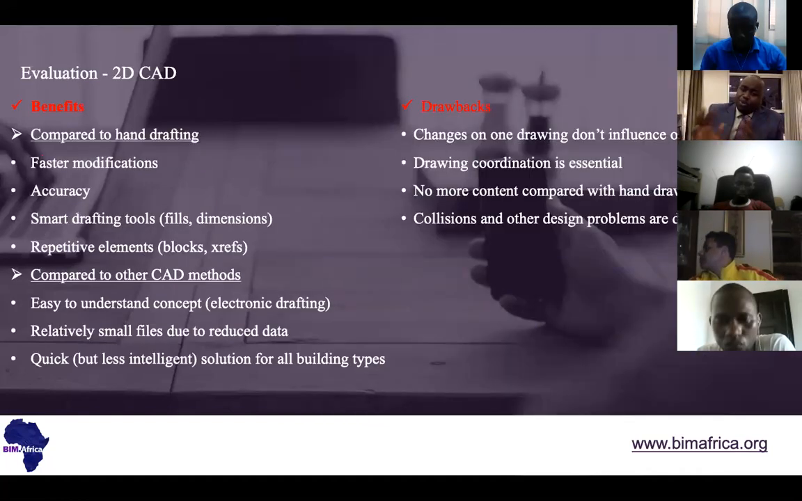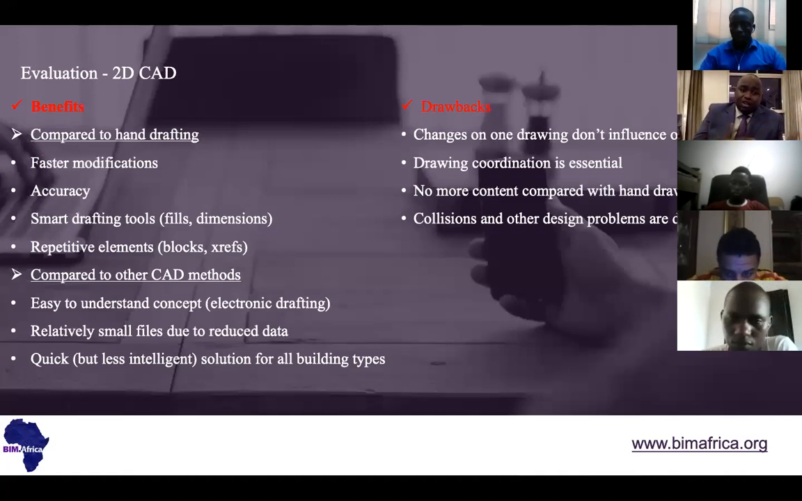So what is the benefit of that? Compared to hand drawing, you have faster modification because, of course, you are using the computer to do that. You also have more accuracy than that of paper. And when you compare it to other CAD methods like 3D, it's also easier to understand the concept because it's just electronic drafting.